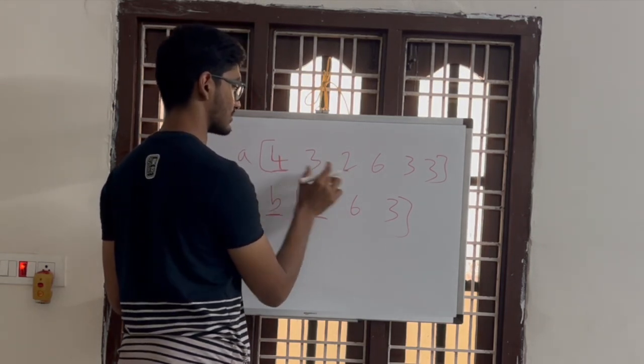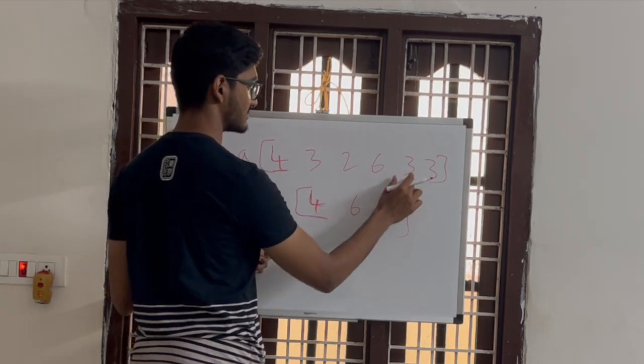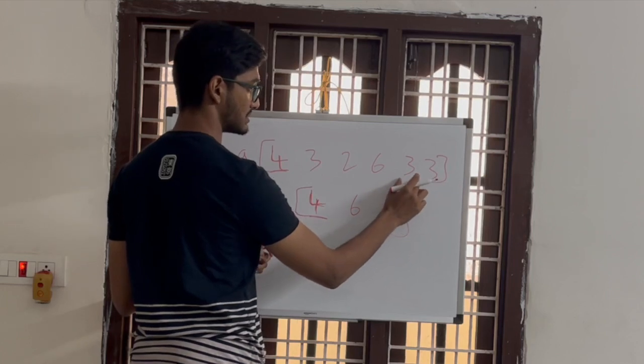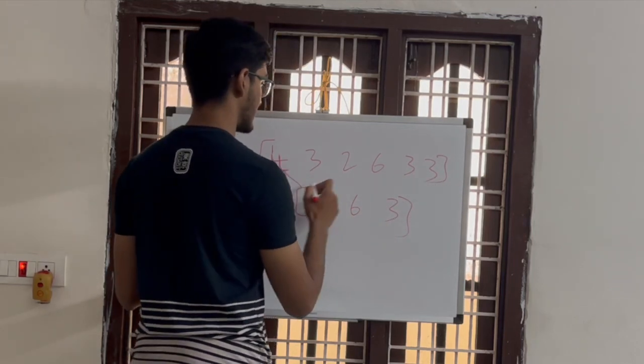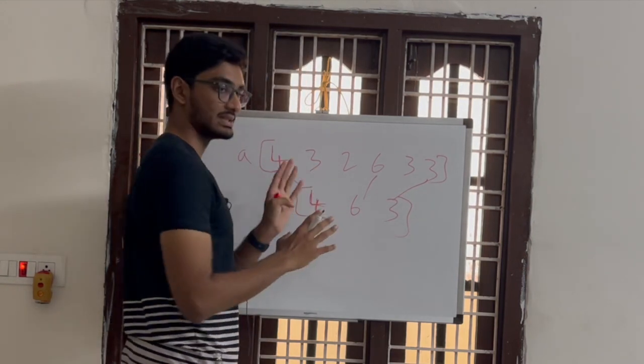3 is not greater than 4. 2 is not greater than 3. 6 is greater than 2, so we'll append 6. 3 is not greater than 6. 3 is equal to 3, so we'll append 3. So we appended these numbers here. So this is how they gave us.